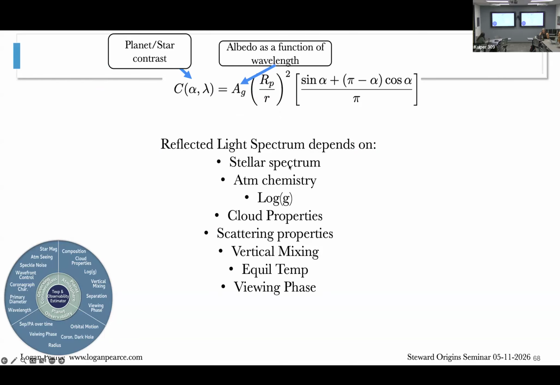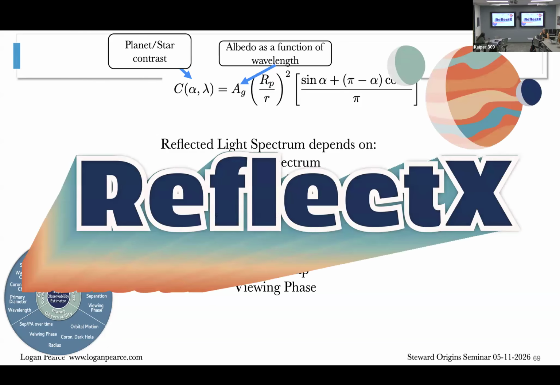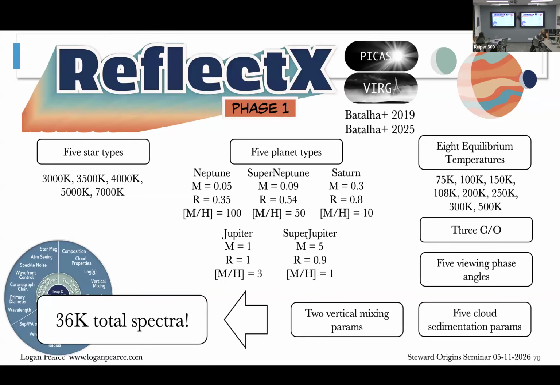And so this depends on the chemistry, the star, the gravity, clouds, scattering, all kinds of stuff. So I've been working on building the Reflectx model grid, which is a grid of gas giant planets from a Neptune analog up to a super Jupiter analog for 5 different star types, a bunch of different temperatures, C to O ratio, clouds, and cloud parameters, for a total of 36,000 forward model spectra. It's built on PICASO, which is a radiative transfer code, and Virga, which is a cloud modeling code. This grid will be available in a few days. It's nearly done, and the paper will be out soon.